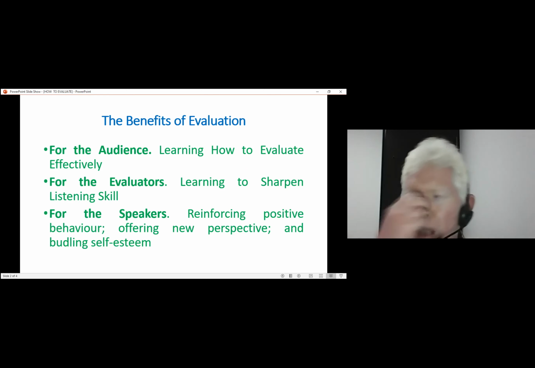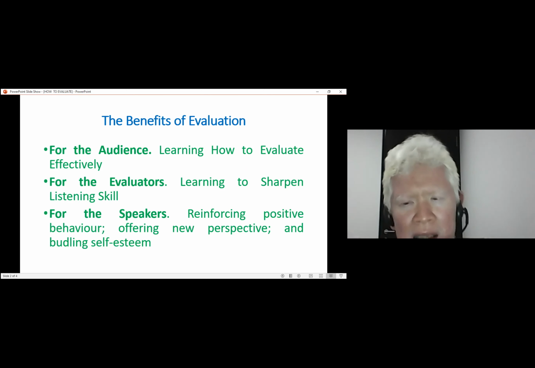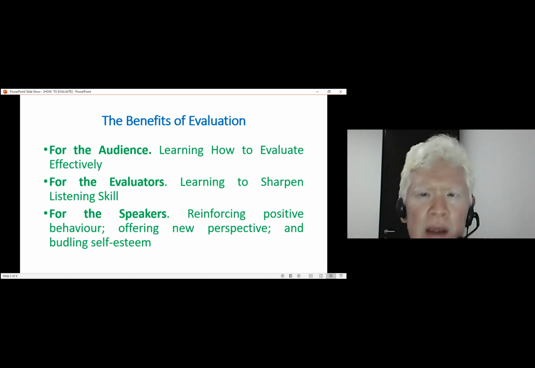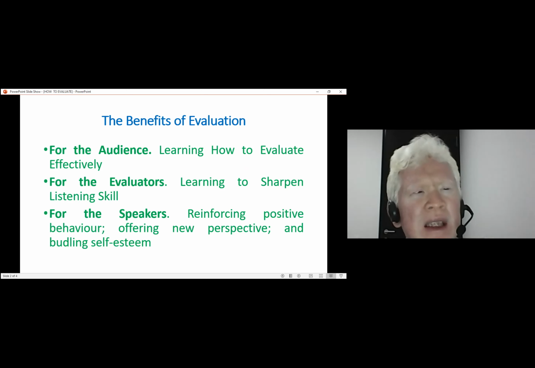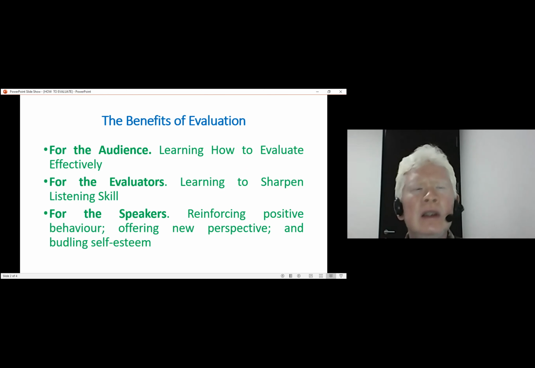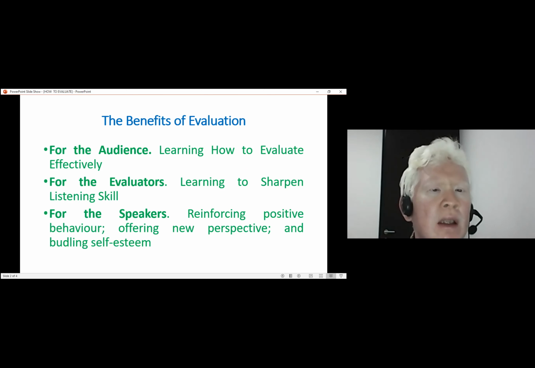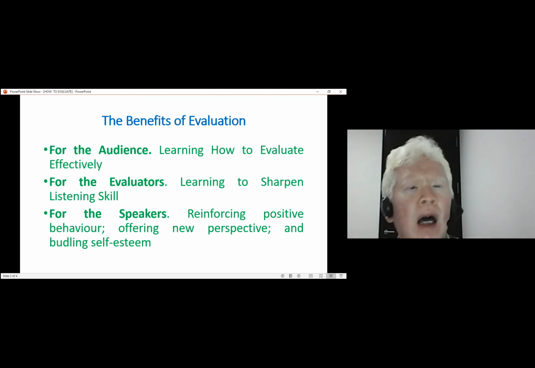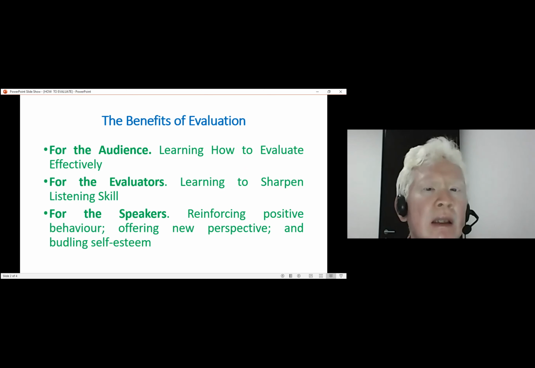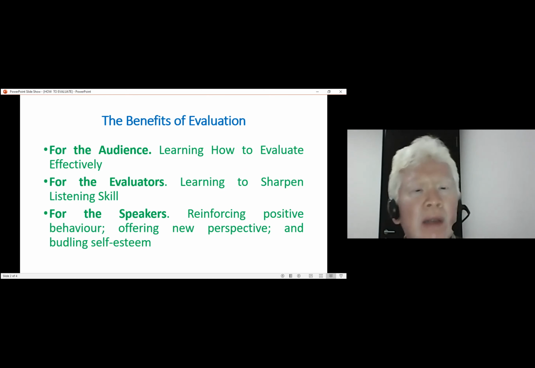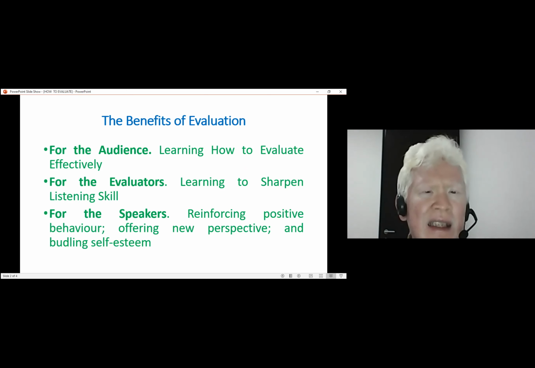And then for the evaluators themselves, as an evaluator, you will learn how to sharpen your listening skill. Why? When you are evaluating, you have to listen to the whole speech from the very beginning until the end. You have no time to play with your cell phones or laptops and do other things. Otherwise, you miss some points of the speeches, and the quality of your evaluation will decrease. In these terms, this will discourage your speaker, because they are entitled to a quality evaluation so that they can deliver their speech better in the future.